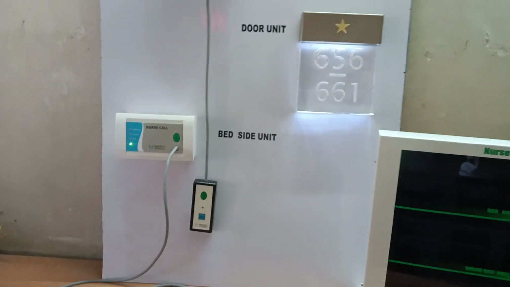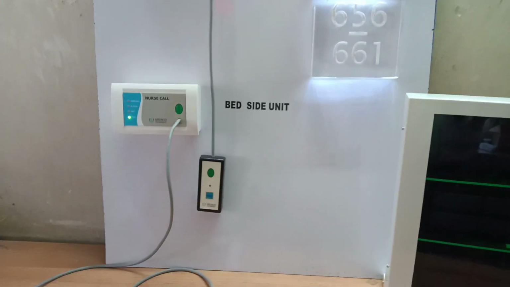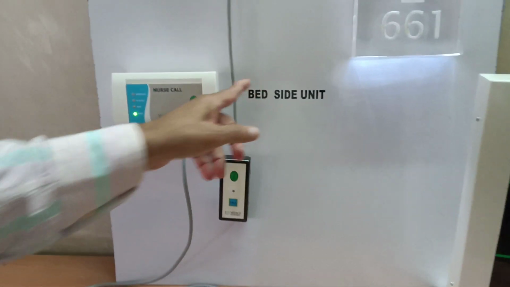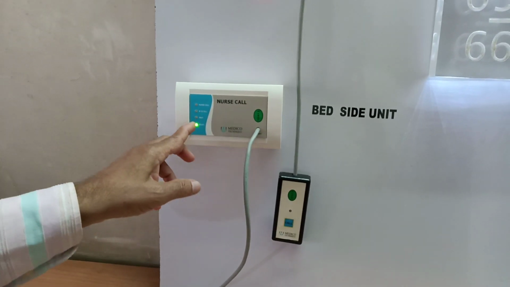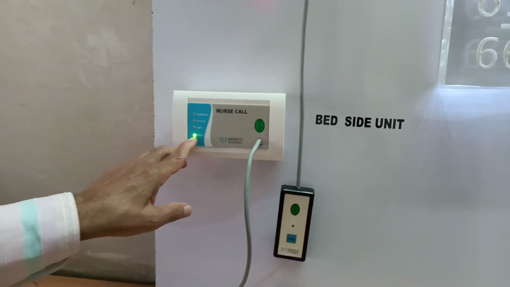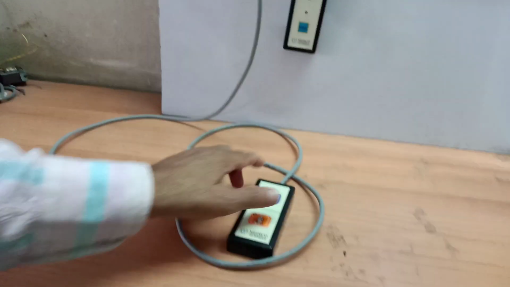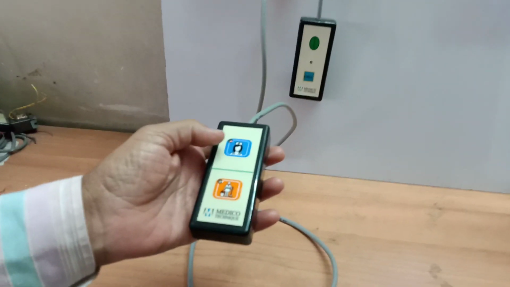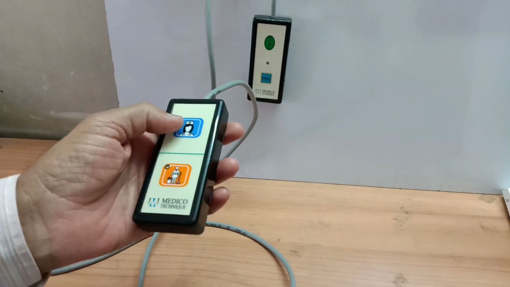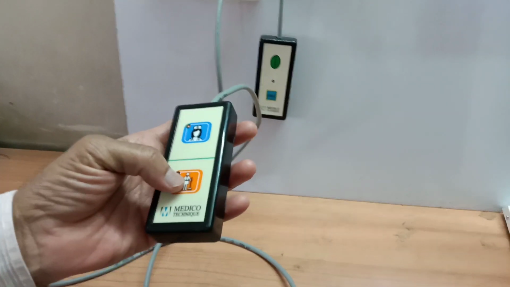Now let us start with the actual working of this system. As you can see, when this bedside unit is switched on, there will be a green light on the wall unit. Similarly, there will be a hanging cord, and the patient switch will have two photographs. One is of the nurse and the other one is of the attendant.